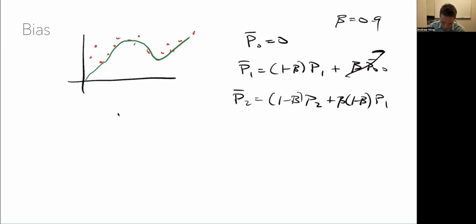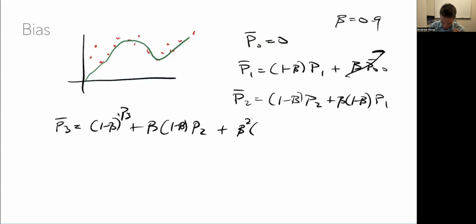So my average is a little bit off. But we can see a pattern. If I go to P3 and just write out the coefficients, P bar 3 is 1 minus beta times P3, plus beta times 1 minus beta times P2, plus beta squared times 1 minus beta times P1, plus the term that would have been P0, but that one's gone. Okay, so I really want those coefficients to equal 1, but they don't.